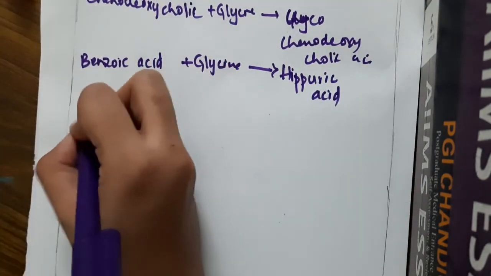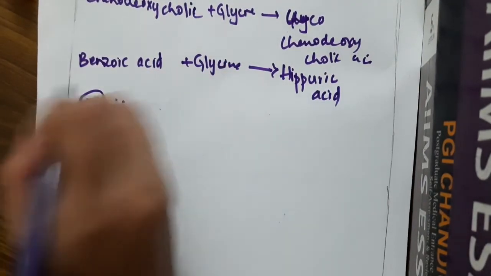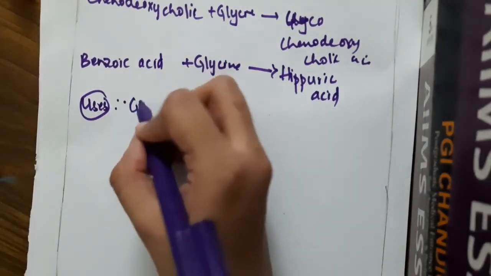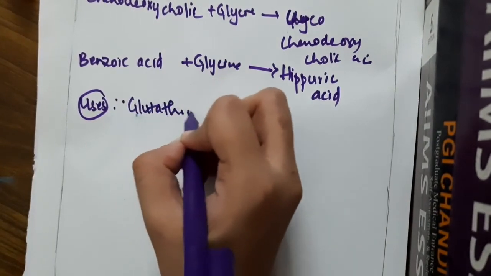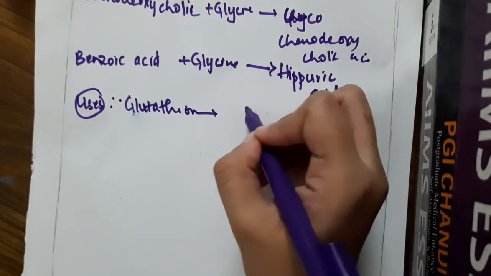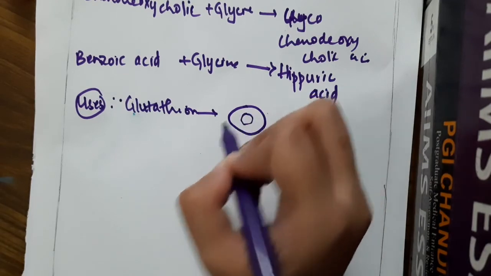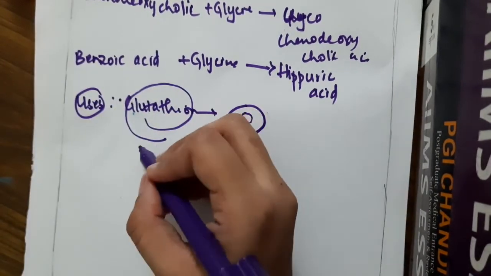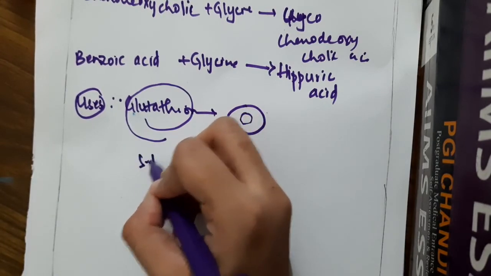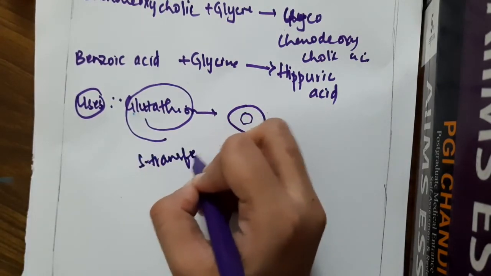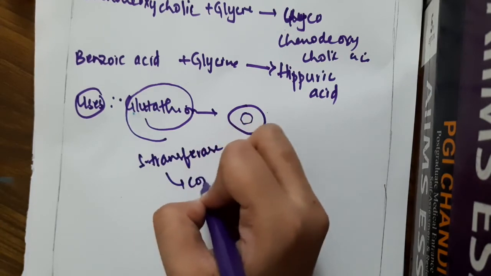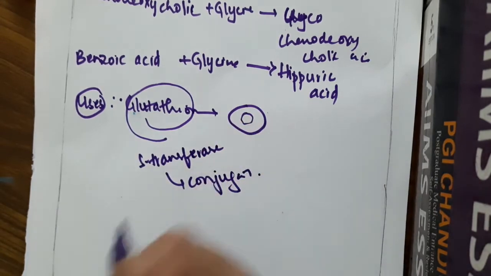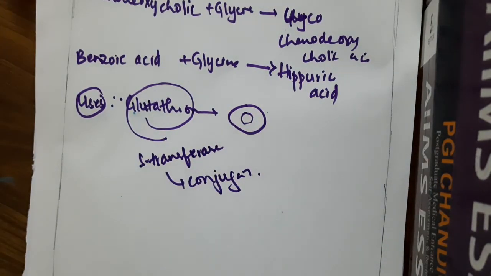Now, what are the uses of glycine? Glycine forms glutathione, which maintains red blood cell integrity. Glutathione, with the help of the enzyme glutathione S transferase, is involved in conjugation, that is phase 2 of conjugation.